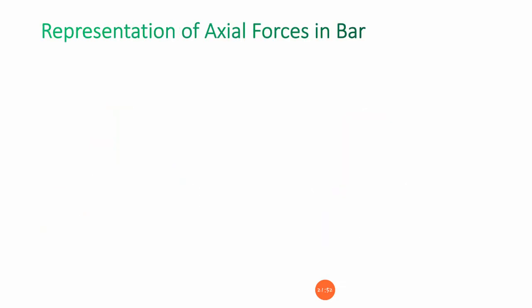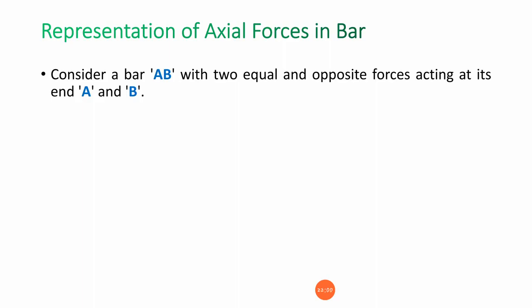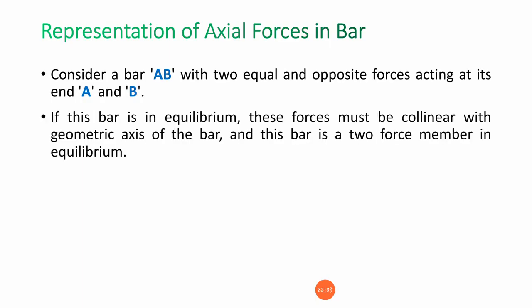So next, the representation of axial forces in the bar. So in this case, what will happen? I have taken a bar, AB, I am going to say ends A and B. So then if the bar is in equilibrium, these forces must be collinear with the geometric axis of the bar. And this bar is a two force member in equilibrium.